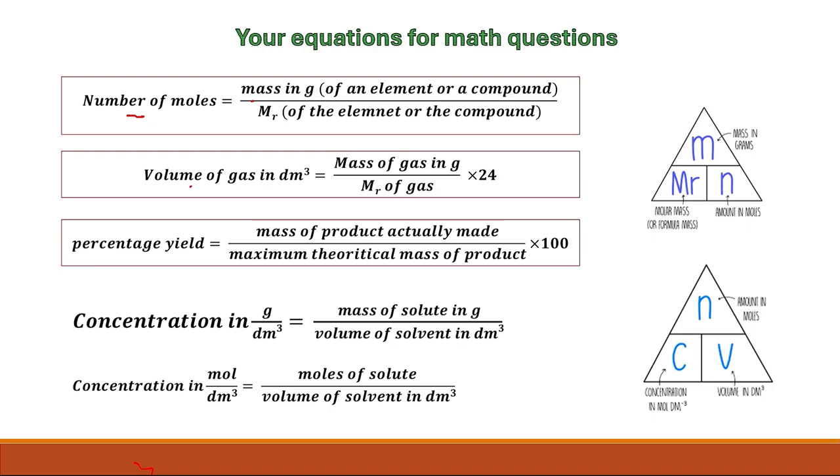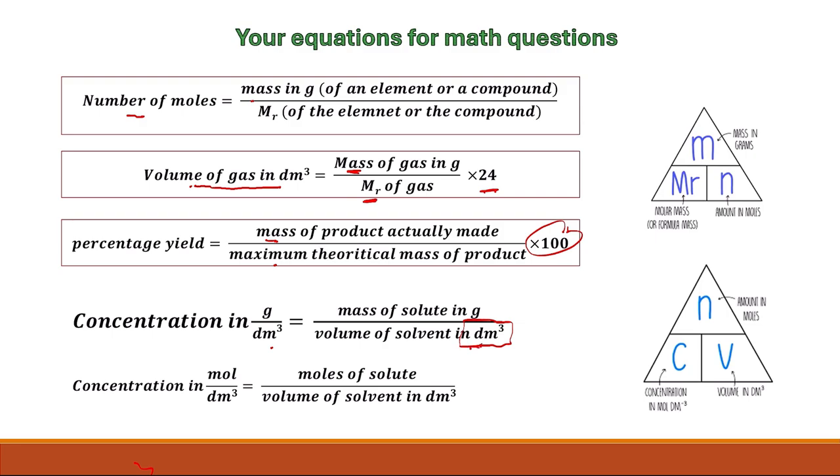And remember that to calculate the volume of a gas in decimeter cube, that will be the number of moles of the gas times 24. You can get the number of moles by dividing the mass of the gas in gram over the formula mass of the gas. Remember that 1 mole of any gas occupies 24 decimeter cube. Remember the percentage yield, it's the mass of the product that is actually made over the maximum theoretical mass of the product times 100. And remember how to calculate the concentration in gram per decimeter cube. This is the mass of the solute in gram over the volume of the solvent in decimeter cube.